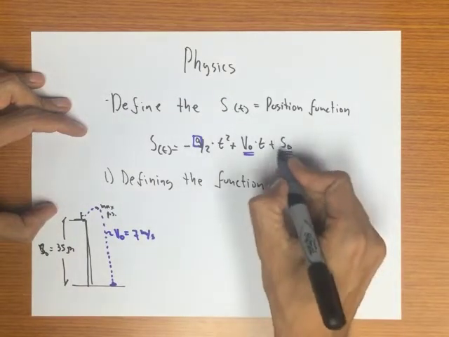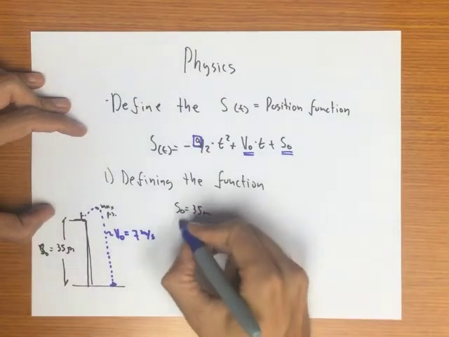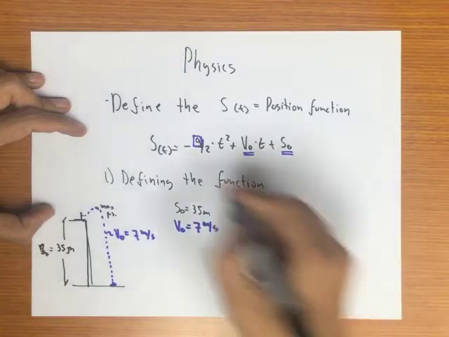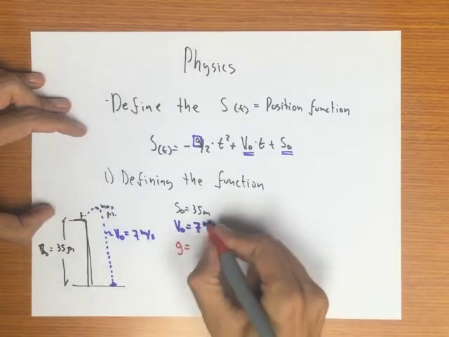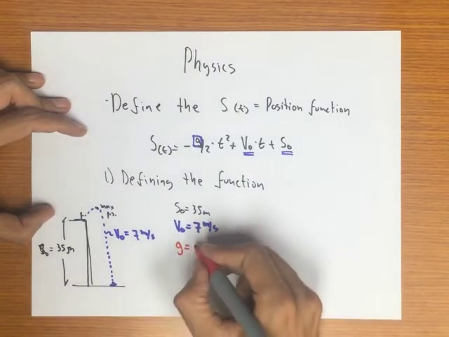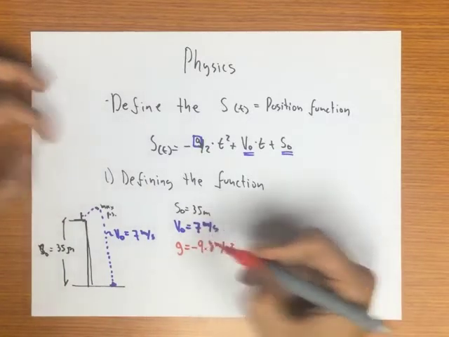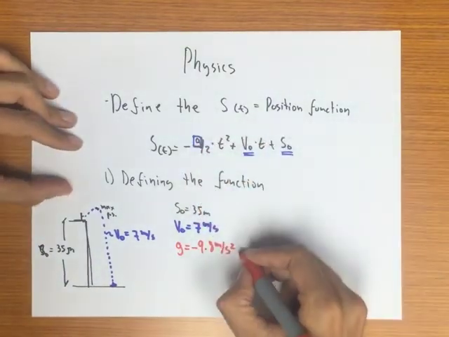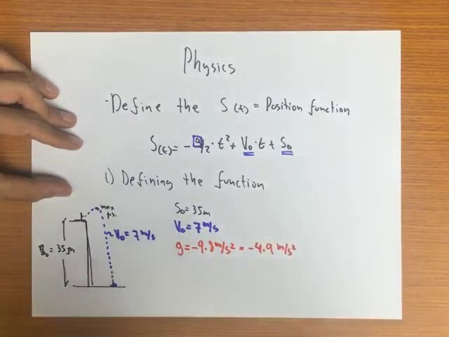Now you have the element for the initial position, that is 35 meters. You have the value for the initial velocity, that is positive 7 meters per second. And now you need the value for the gravity. Gravity is a constant, and if we are working with meters, then the gravity has a magnitude of, or a vector of, negative 9.8 meters per second squared. So here you have the three values you will need, and remember that the gravity is divided by 2, so you will use the negative 4.9 meters per second squared constant.